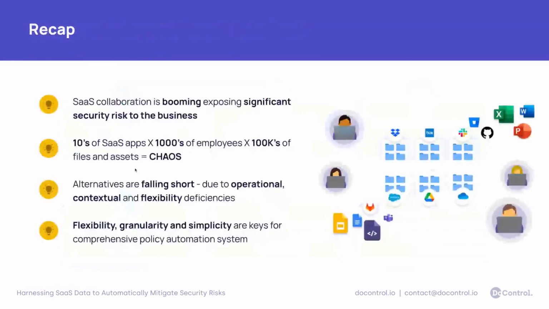So to recap, four points. First of all, SaaS collaboration is booming and exposing a significant security risk to the business. Secondly, the equation, right? Tens of SaaS applications, thousands of employees, millions of files and assets: chaos. The alternatives are falling short due to operational, contextual, and flexibility deficiencies. And flexibility, granularity, and simplicity are key for a comprehensive policy automation system. So thank you very much, and back to you, Sam, for additional questions from the audience.